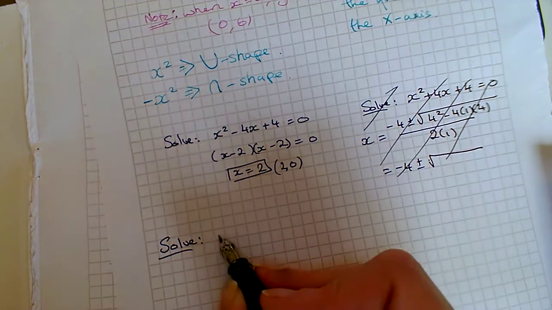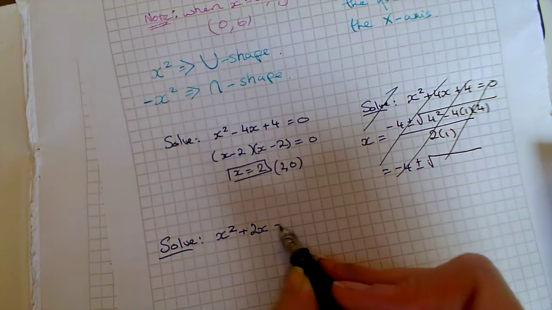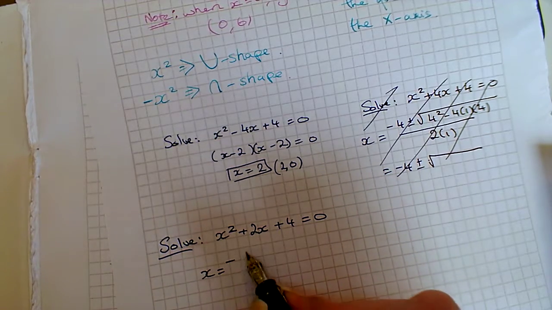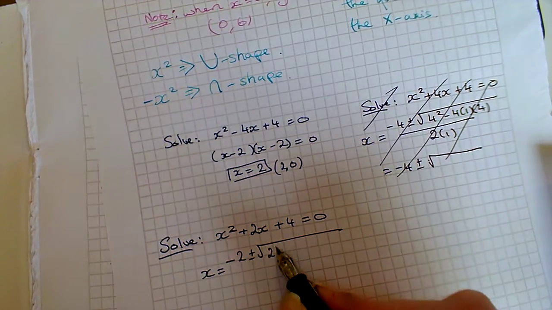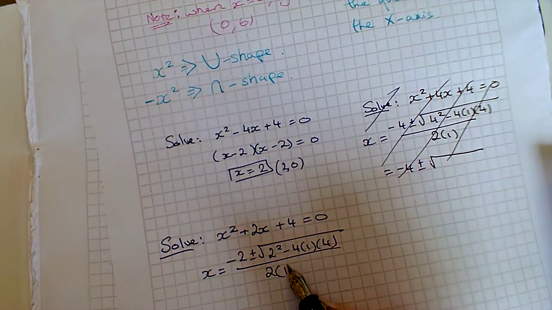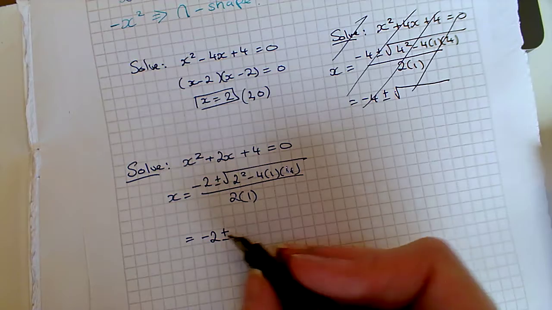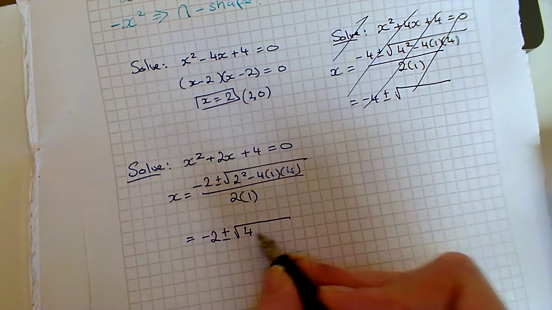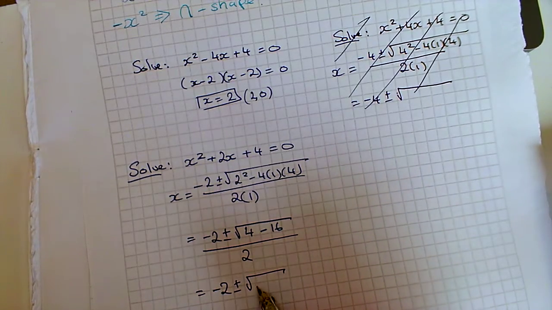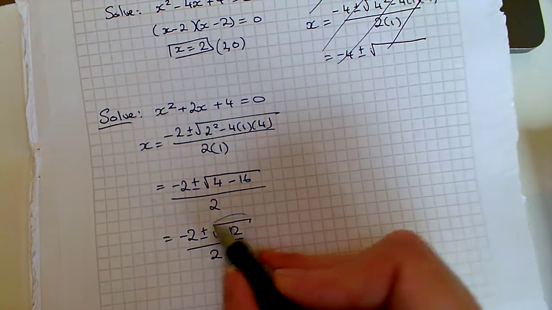Solve x squared plus 2x plus 4 equal to 0. So now, when I try and do this one with the minus b formula, I've got minus b plus or minus the square root of b squared minus 4ac all over 2a. So when I put this into my calculator, I end up with an error, because what I get underneath here is 4 minus 16. I get a minus underneath the square root sign. Okay, I get a minus underneath here.